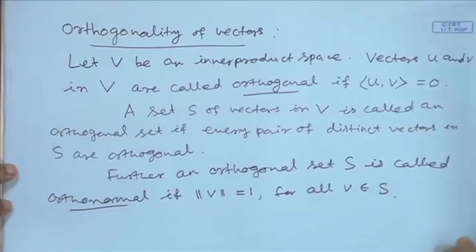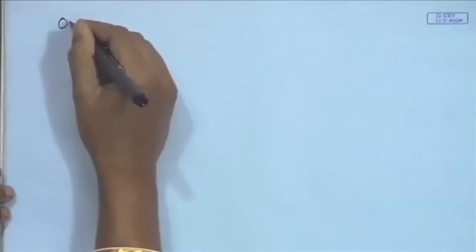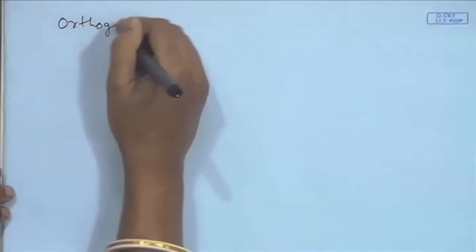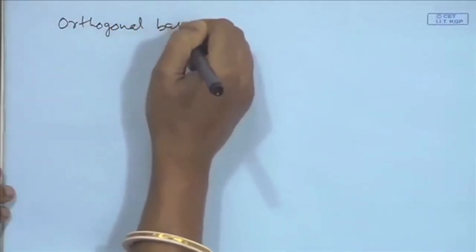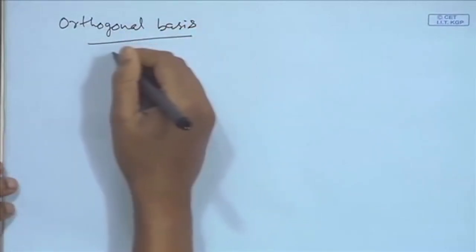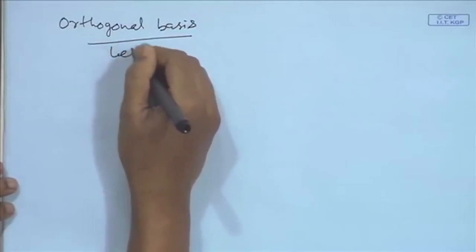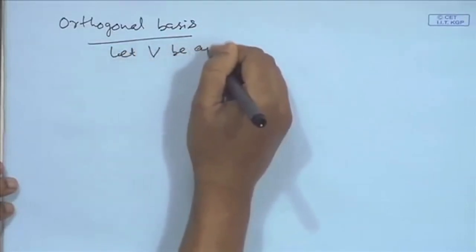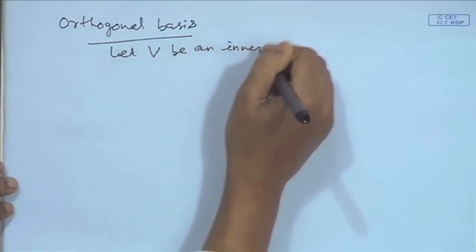Next we shall discuss an orthogonal basis. Earlier, in the case of a vector space, we have seen a basis, so now we shall define an orthogonal basis. Here again we consider an inner product space. So let V be an inner product space.